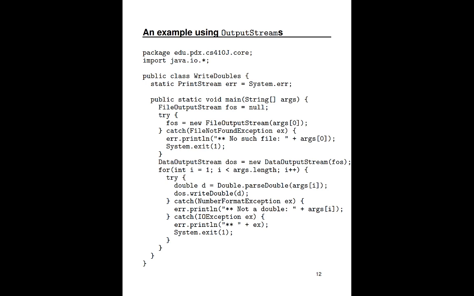Now, while you're performing these operations, some things might go wrong. So for instance, if there is an argument on the command line that does not represent a valid double, a NumberFormatException will be thrown, and we'll catch that and handle it appropriately by printing an informational message. Similarly, while you are writing to the DataOutputStream, some IOException could occur, and if it does, we will catch that, print an error message, and then do a System.exit.